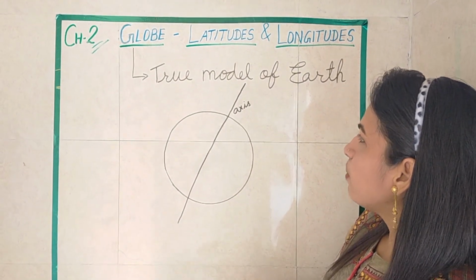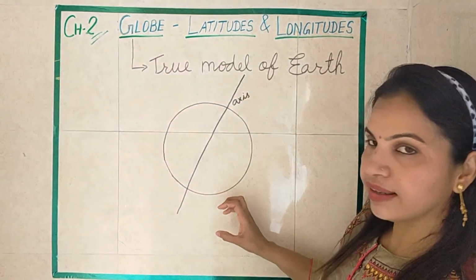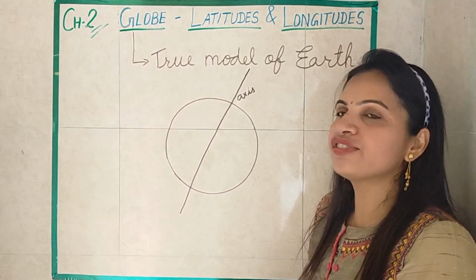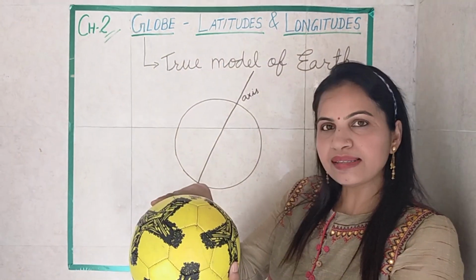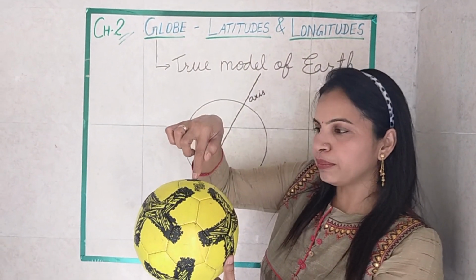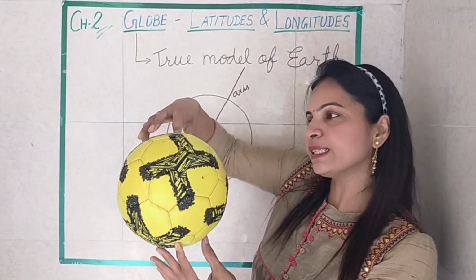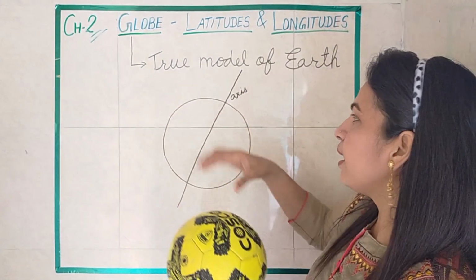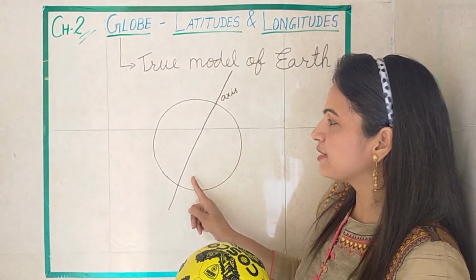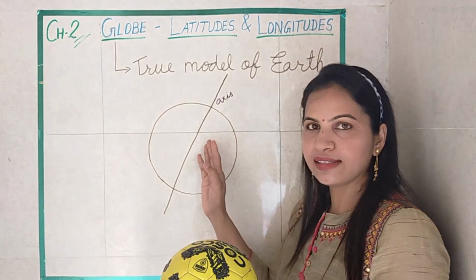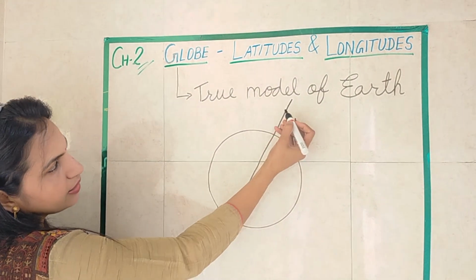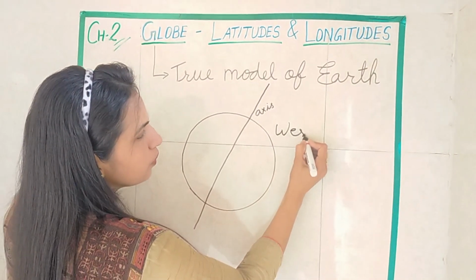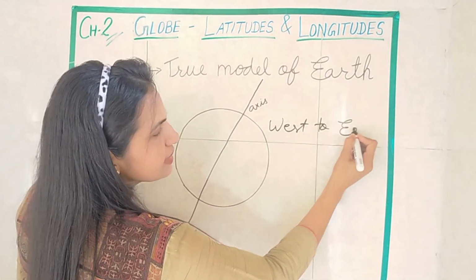Now let's talk about the axis of the earth. This line is visible to you. This is the axis of the earth. Let's try to understand. If I pass a needle through this ball from here to here, then I can spin this ball like this. In the same way, our earth spins on this axis from west to east direction.